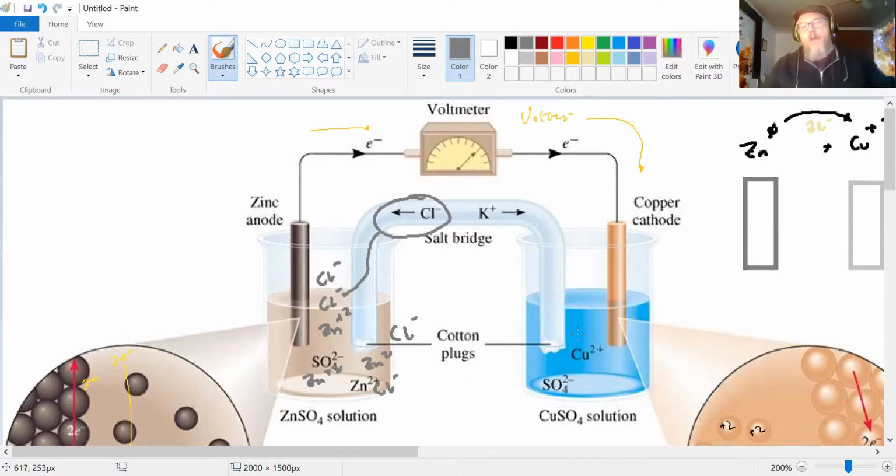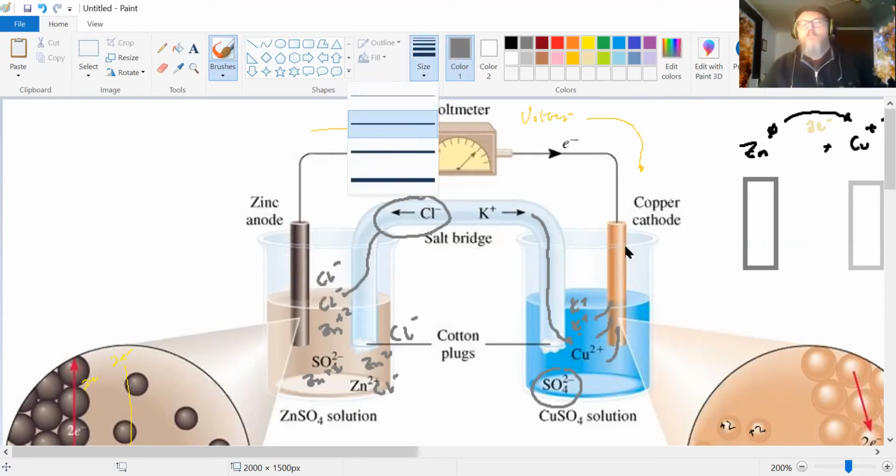This one too: if this keeps going this way and getting onto the bar, eventually you'll have a buildup of negative charge in this solution. To prevent that from happening, potassium comes running down. So it's going to be 2 of these for every one of those guys that go up the bar. This is the way of preventing it from, I guess, malfunctioning.